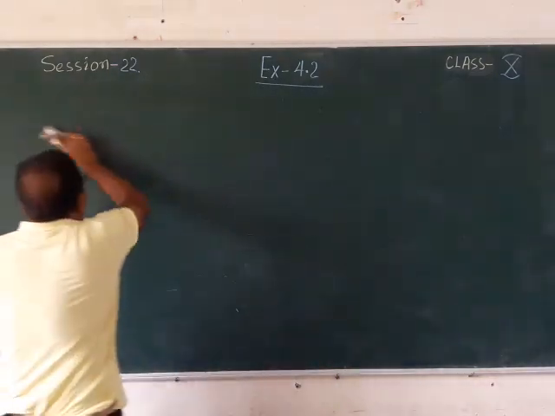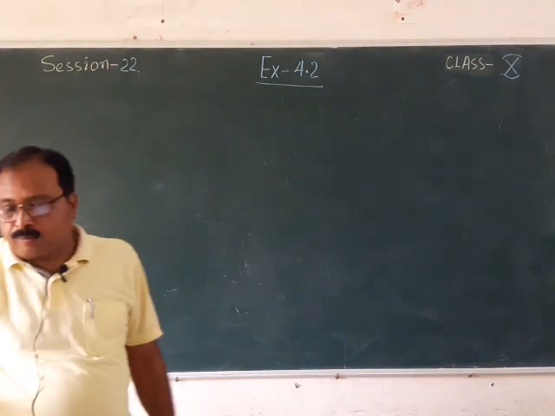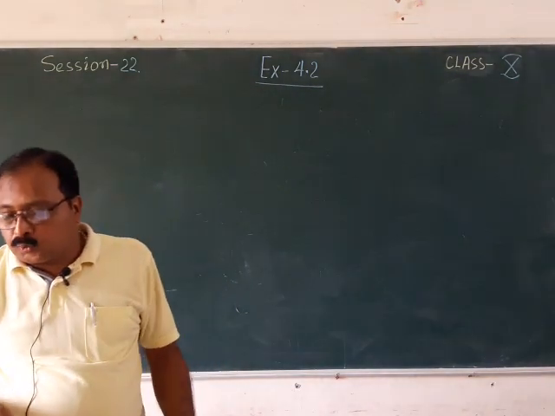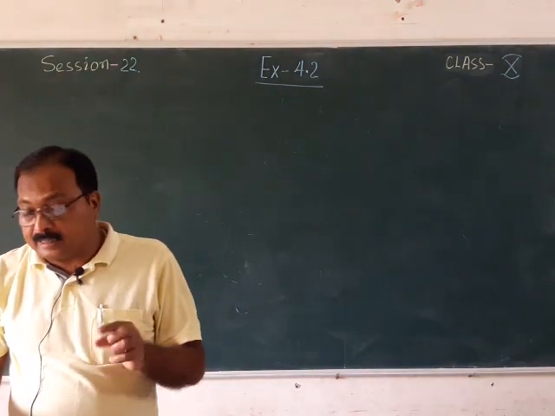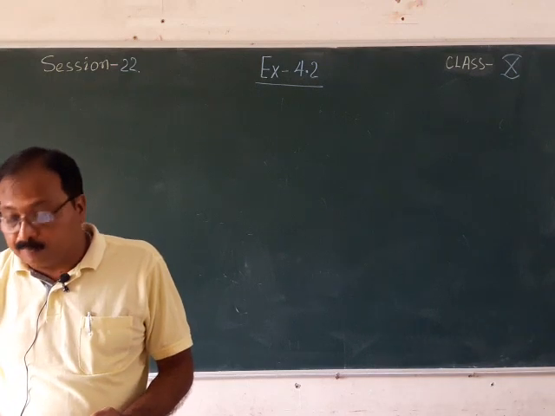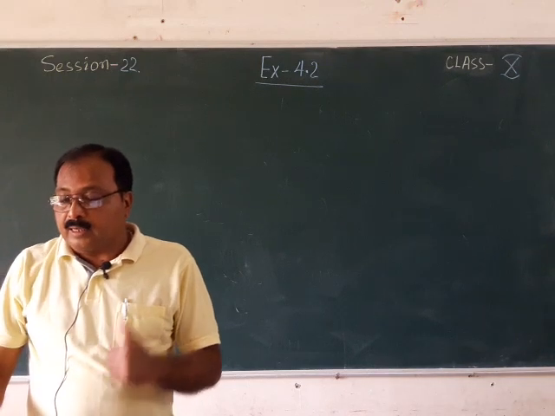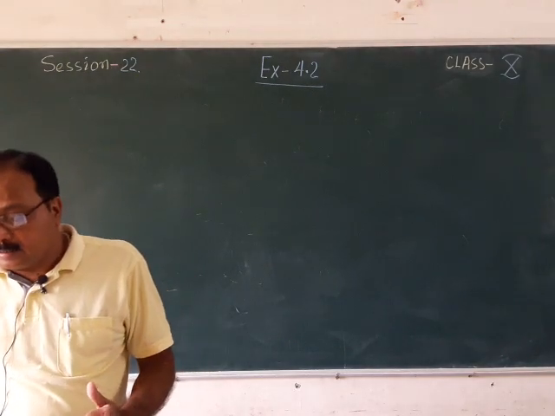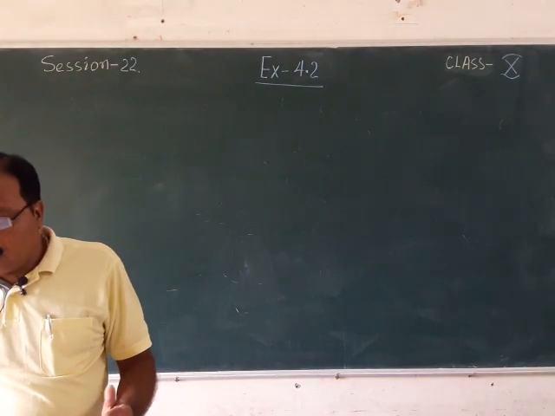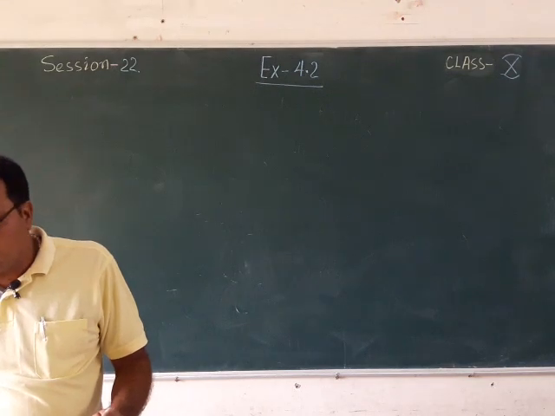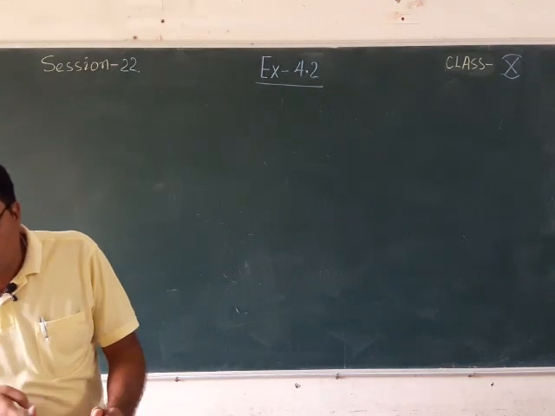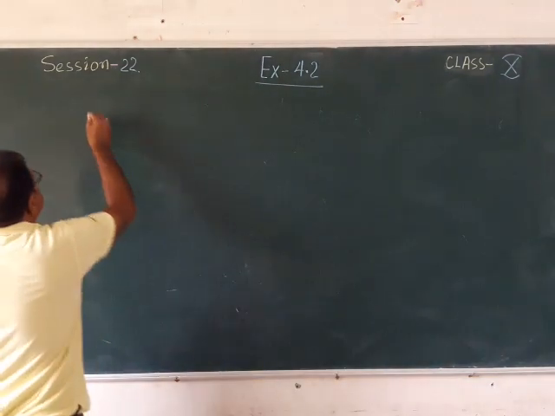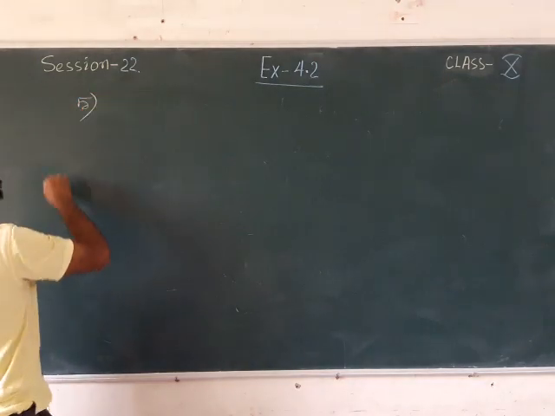Okay. Now looking at question number 5. The altitude of a right triangle is 7 centimeter less than its base. If the hypotenuse is 13 centimeter, find the other two sides. So let us see how to do question number 5.